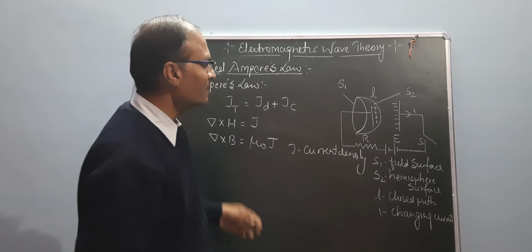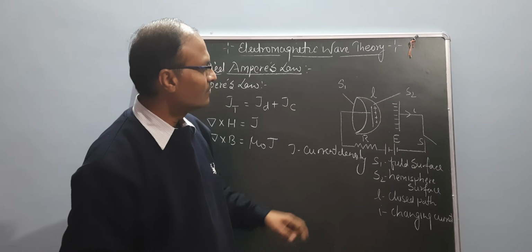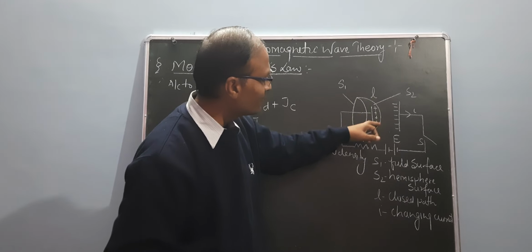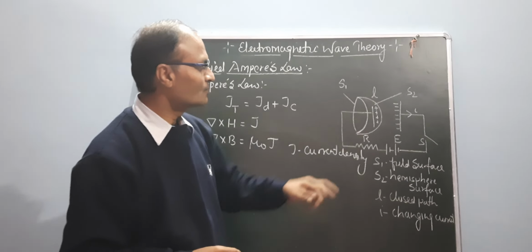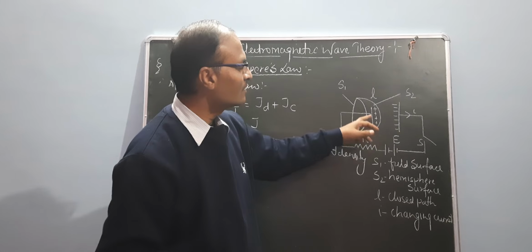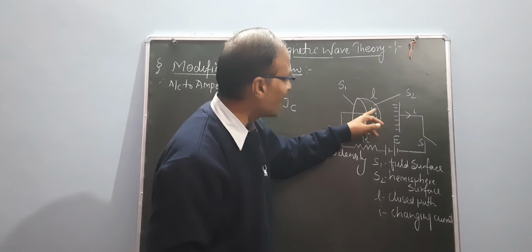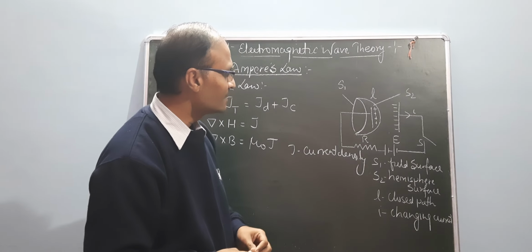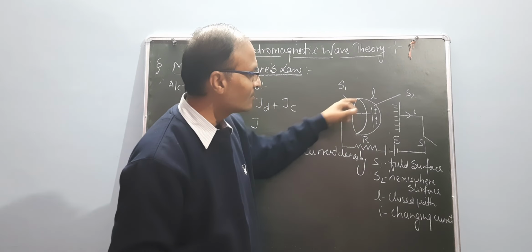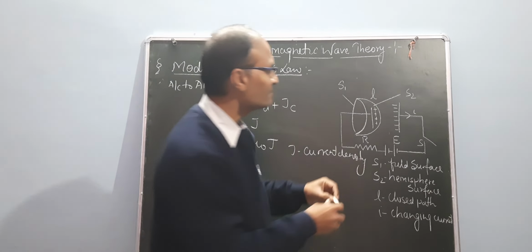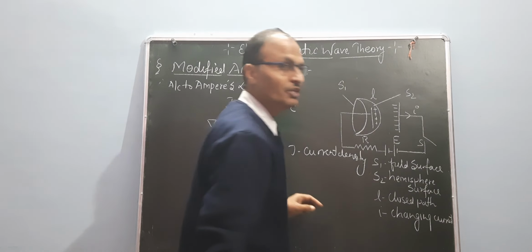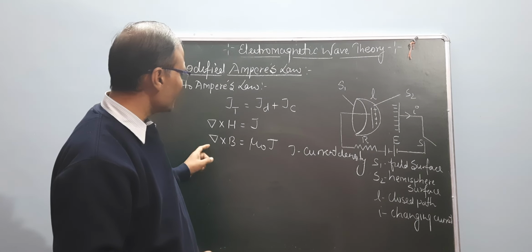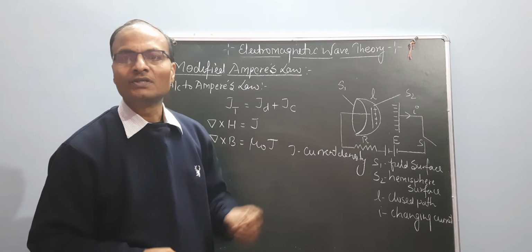Suppose we take a capacitor, where the S1 surface is a flat surface and the S2 surface is a hemisphere. One plate is positively charged and the other plate is negatively charged, L is the closed path of this area, and I is the changing current. So apply Ampere's law: del cross B equal to mu naught into J.